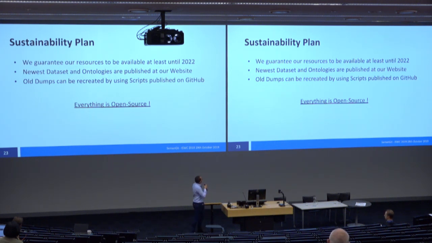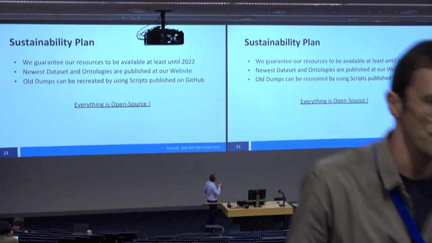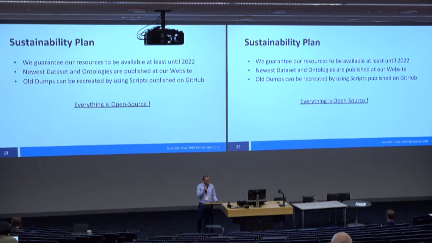I want to give 3 bullet points about our sustainability plan. We guarantee that this resource is available until 2022. And we will provide the newest data sets and ontologies on our website. The thing is, as the data set is quite big, we cannot provide all the data sets that historically evolve. But we provide old dumps by a set of scripts which are published on GitHub with which everyone can recreate these old data sets. Everything we do is open source.